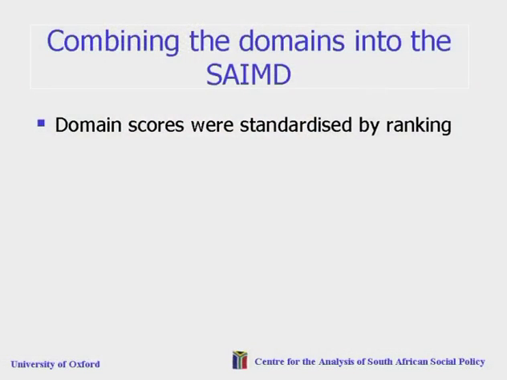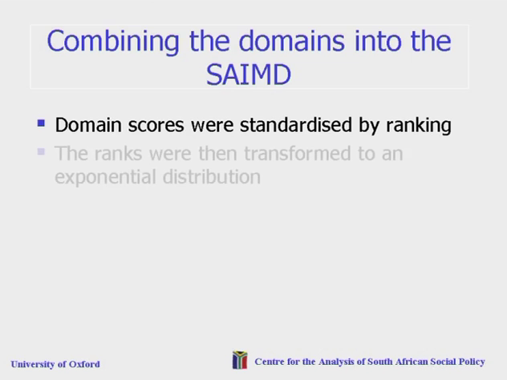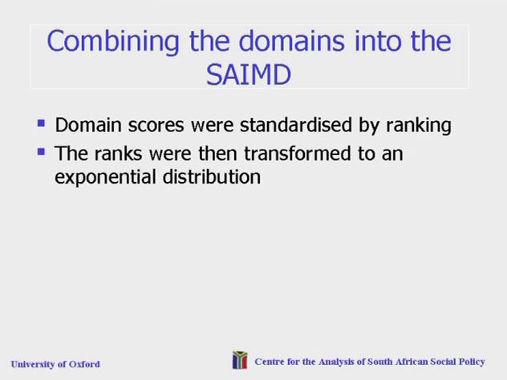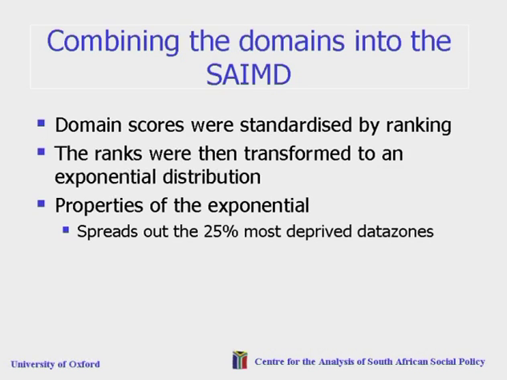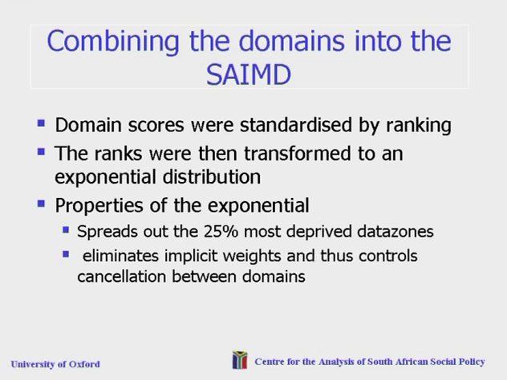Okay, first, domain scores have to be standardized, and we do this by simply ranking. We then need to transform the scores, and we use something called the exponential distribution. And we use this because the exponential distribution spreads out the 25% most deprived data zones in the country. And it also eliminates implicit weights and thus controls for cancellation between the domains.